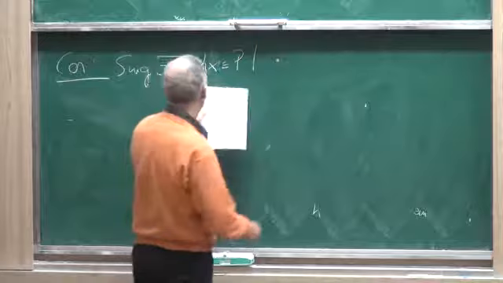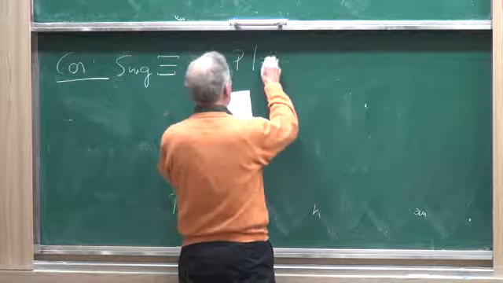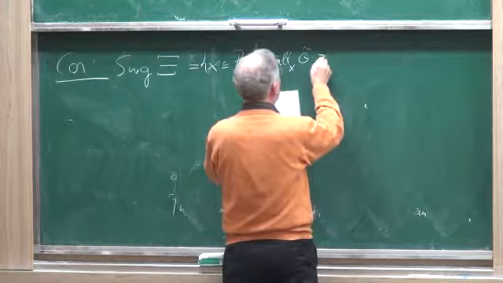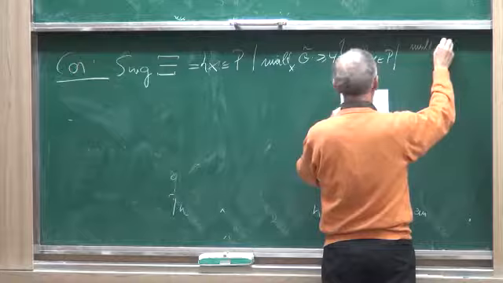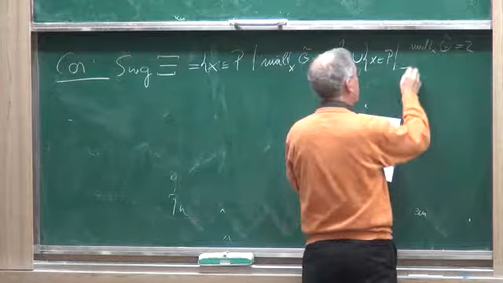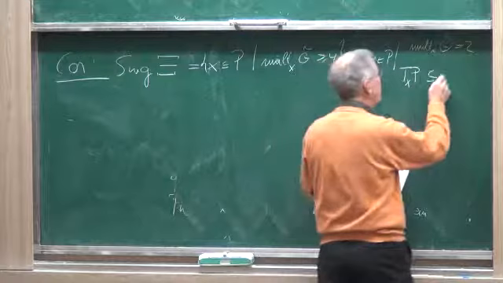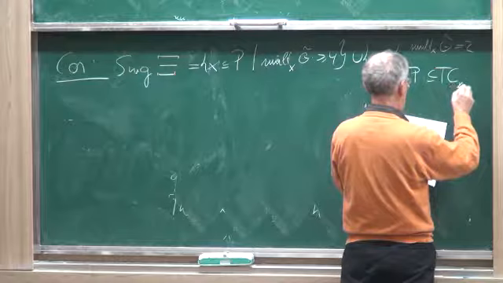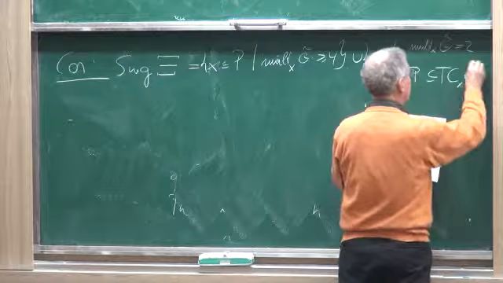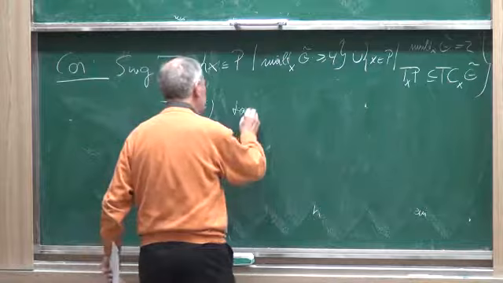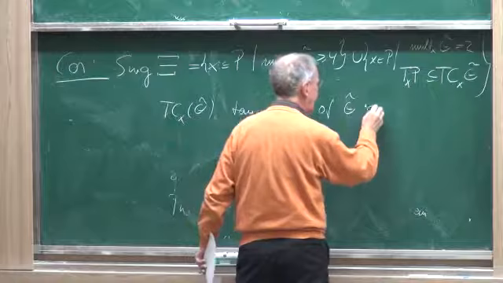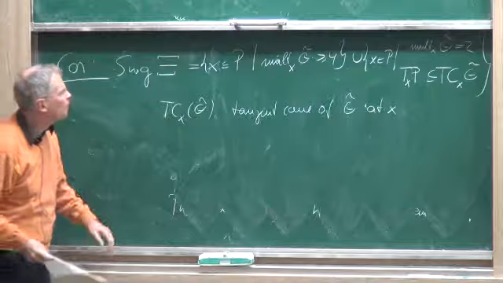The set of x in P with the multiplicity of theta tilde at x greater or equal to 4, union the set of x in P such that the multiplicity of theta tilde at x is 2, and then also the tangent space of P at x is totally contained in the tangent cone of theta tilde. Okay, so here maybe I should write TC_x of theta tilde is the tangent cone of theta tilde at x. Okay? So this is a union.